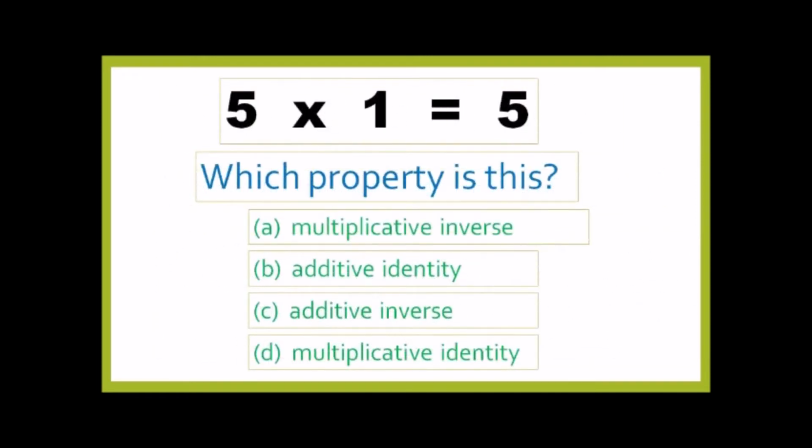Next one, 5 times 1 is equal to 5. Which property is this, guys? Is it A, multiplicative inverse, B, additive identity, C, additive inverse, or D, multiplicative identity? Don't worry about the words. Remember, multiplicative just means you're multiplying. Additive just means you are adding. So let's toss out some of the wrong answers right away because we are multiplying. Let's see what we can toss out.